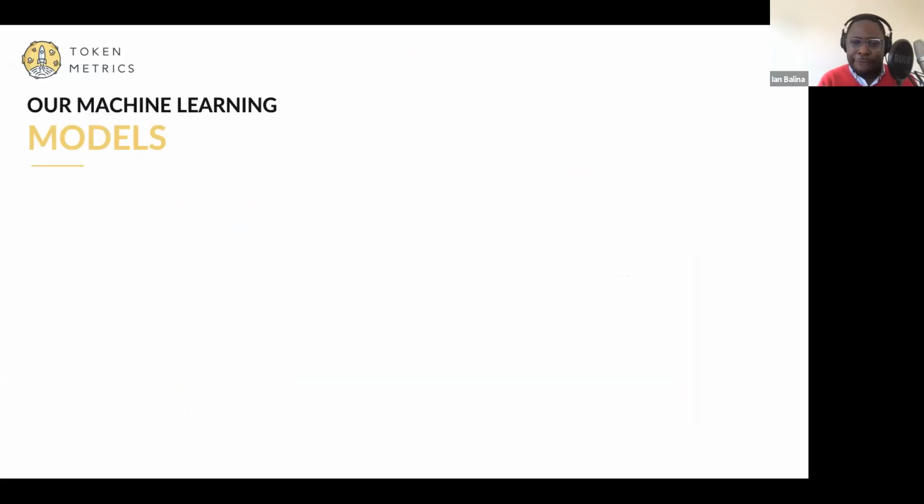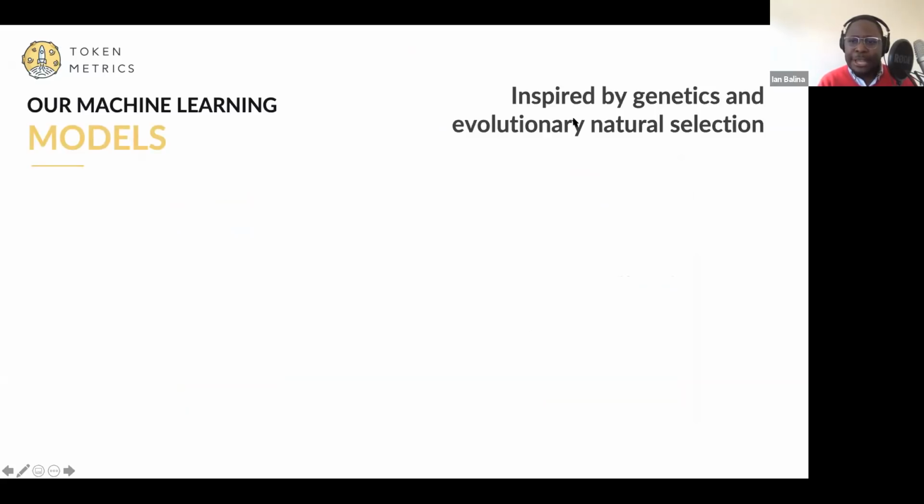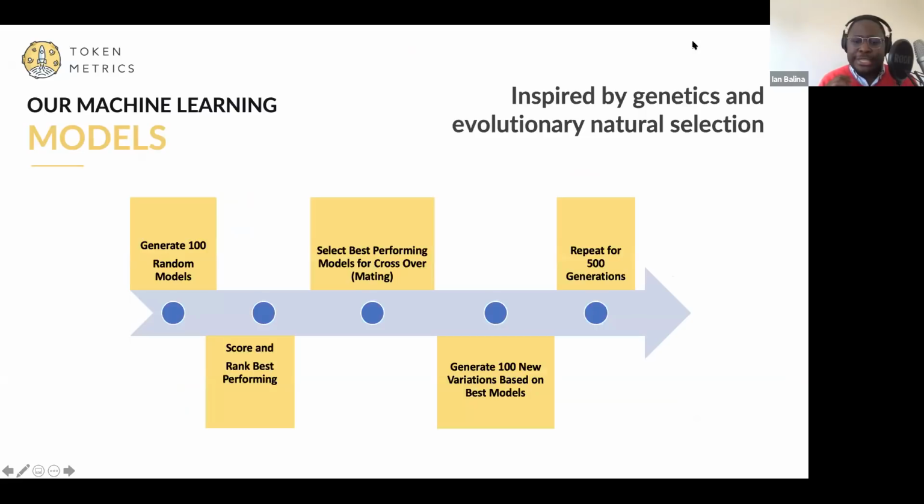All right. So how does this all work? Let's get technical for a minute. So please bear with us here. We want to quickly dive into how our machine learning models work, because that's a question we do get a lot. So our models are inspired by genetics and evolution, by the theory of natural selection. So the best way to really simplify this is, let's model how evolution works with giraffes.